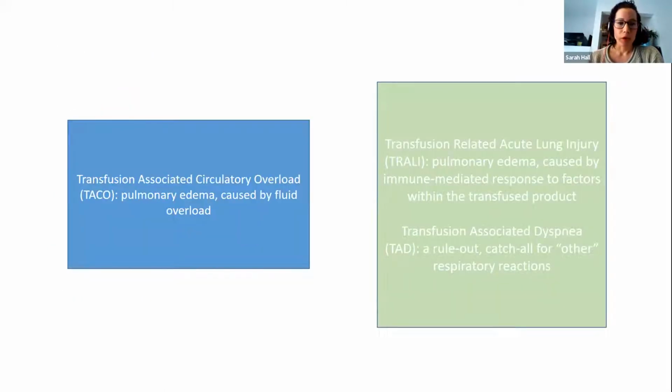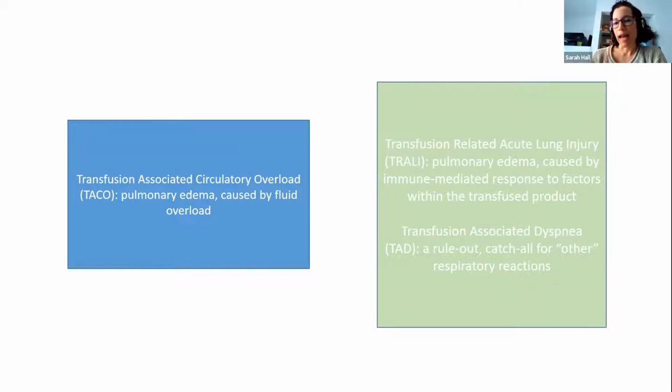So we're talking about TACO, which generally we can define as pulmonary edema caused by fluid overload. But there are 2 other transfusion reactions that present as respiratory distress that we also need to keep in mind. That's TRALI, or transfusion-related acute lung injury, which is also pulmonary edema, but seems to be caused by more immune factors related to factors within the transfused product.